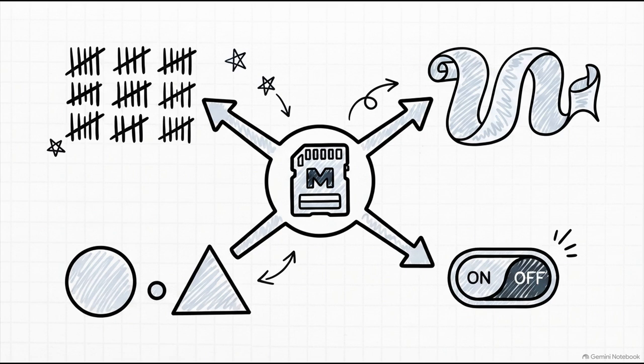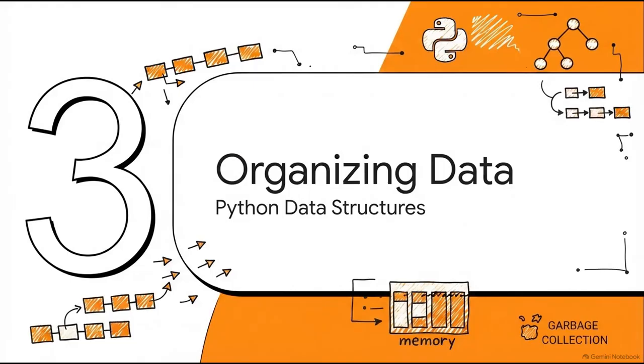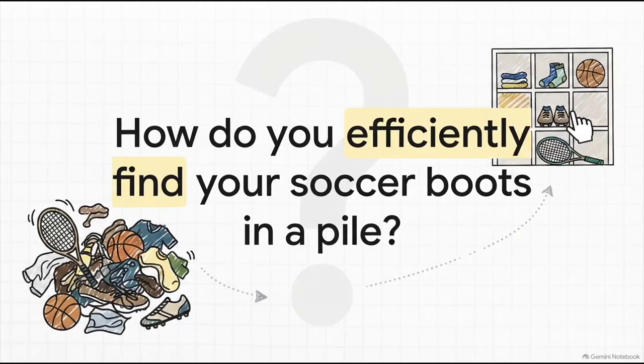Python absolutely has to know the type of data it's looking at so it knows what mathematical or logical operations it can actually perform. Which brings us to section 3, organizing with data structures. So we know how to store a single item now, right? A number, a word. But what happens when our data scales up massively?